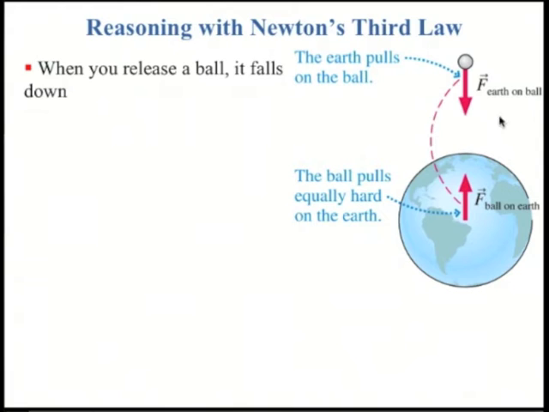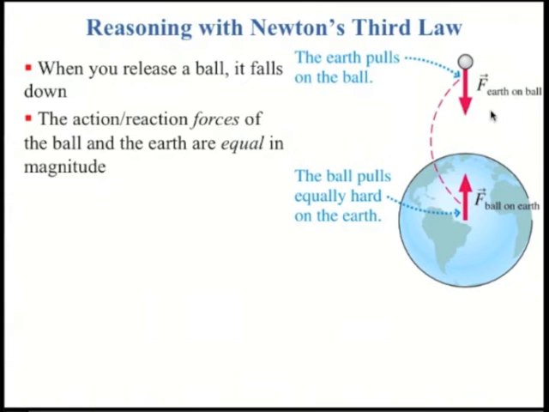So let's consider a ball which is released and falls towards the Earth. According to Newton's third law, there should be an equal and opposite force pulling upwards on the Earth from the ball. So why don't we notice this?